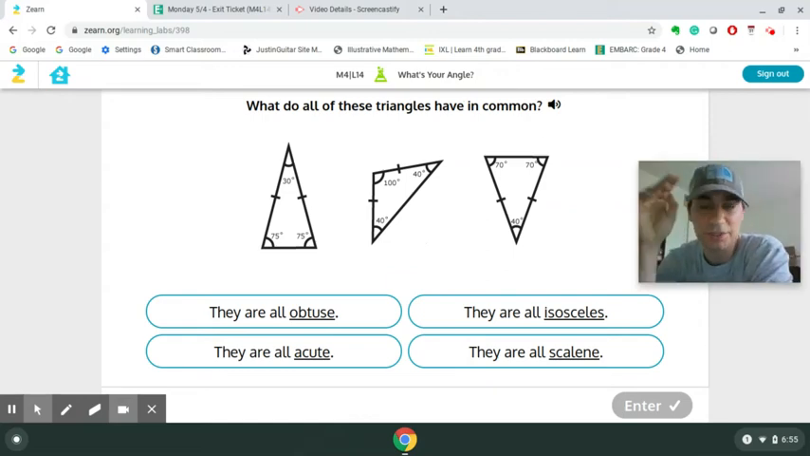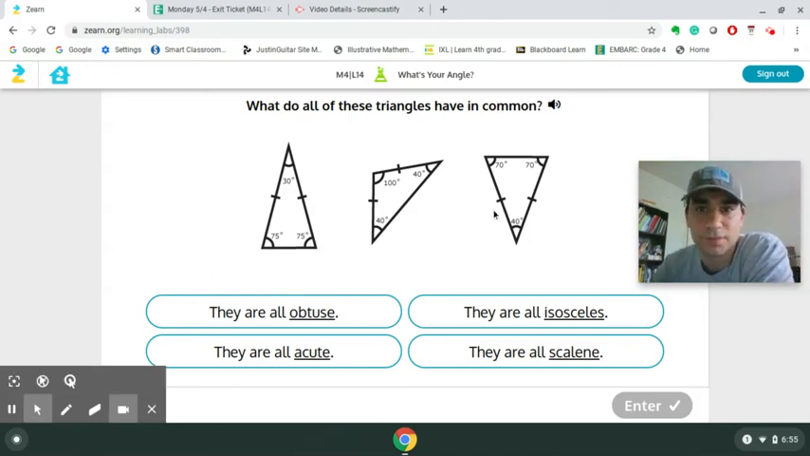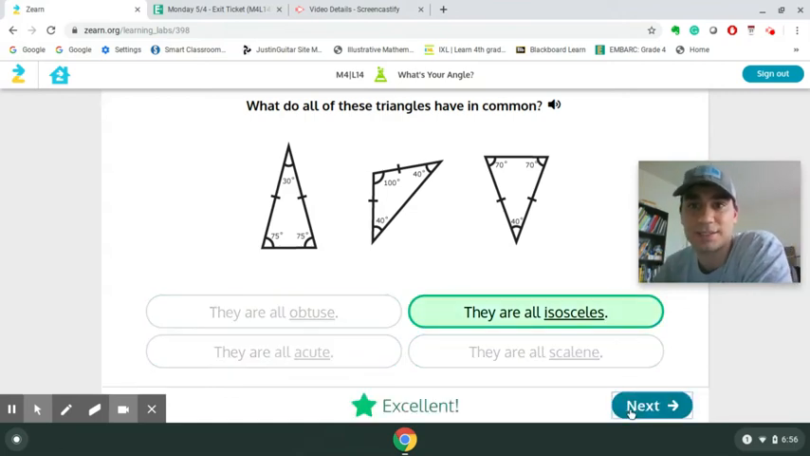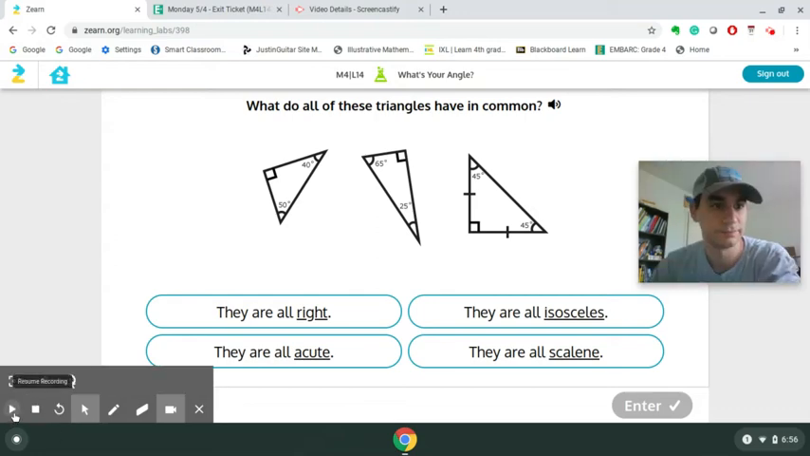Okay, what do all of these triangles have in common? This one's a little bit tricky. I want you to answer the question and then check your work. You can pause the video now. Okay, if you saw that they all had 2 tick marks representing 2 equal sides, you were correct. That means they are all isosceles. Very good.